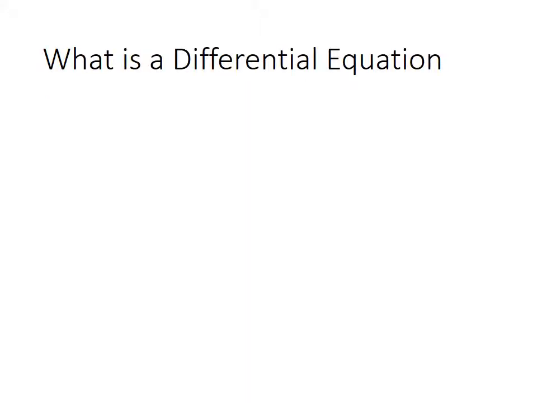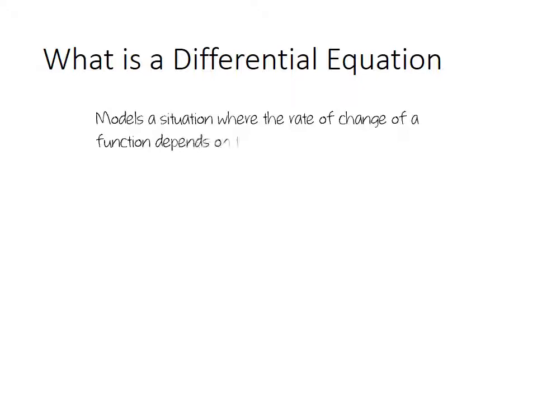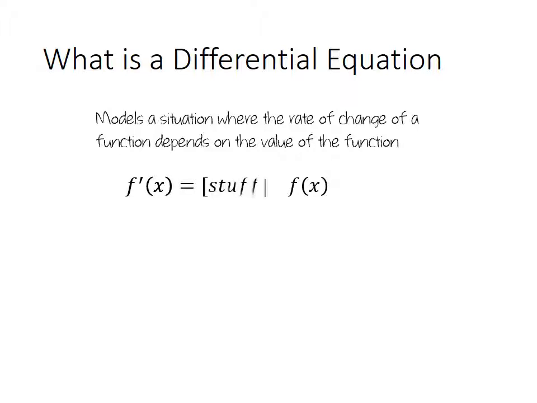This leads us to a general notion of a differential equation. A differential equation models a situation where the rate of change of a function depends on the value of the function. Symbolically, this looks like f prime of x is equal to some equation involving f of x, where the f of x might be multiplied by some stuff and you might add some other stuff to it.